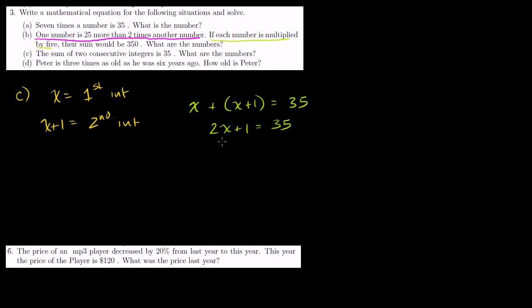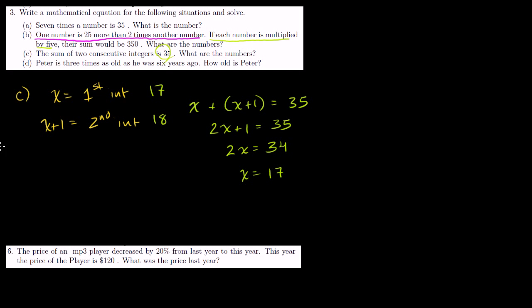Subtract 1 from both sides of the equation. You get 2x is equal to 34. Just subtracted 1 from both sides. Divide both sides by 2, and you get x is equal to 17. So the first number is 17, and the second number is just one more than that. It's 18. And notice, two consecutive integers, 17, then 18. Add them together, you get 35.